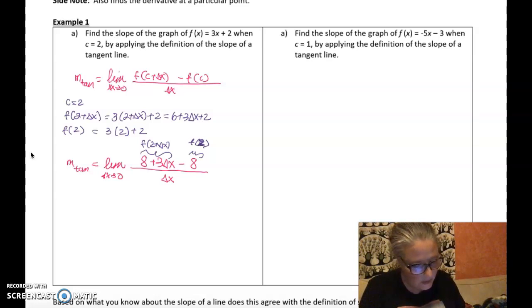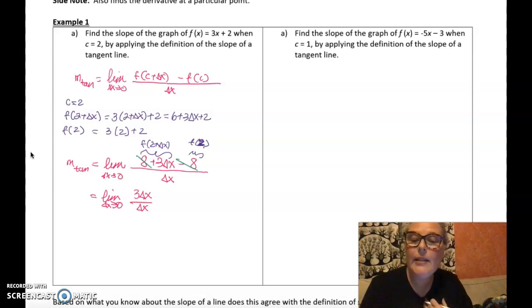So let's simplify a little bit. There's some cancellation; I can cancel the 8s out. So now I have the limit as delta x approaches 0 of 3 delta x over delta x. Currently, it's indeterminate form, but we can cancel out the delta x's. So the delta x's cancel each other out, and I'm left with the limit as delta x approaches 0 of 3. Now, there is no delta x left over to affect the 3, so it is going to be 3, which is what we predicted it would be.